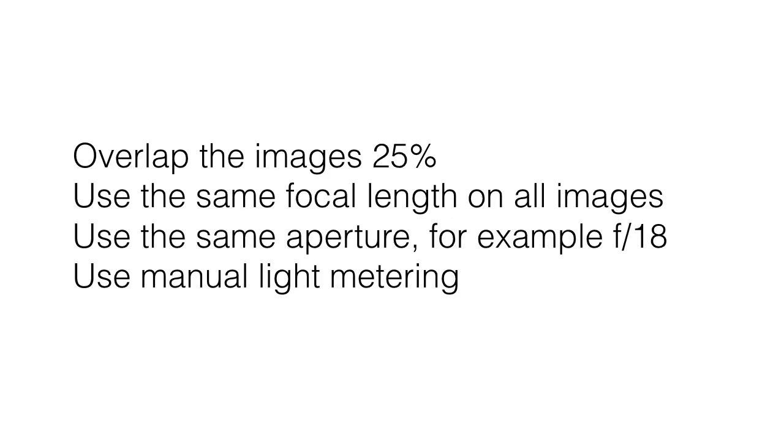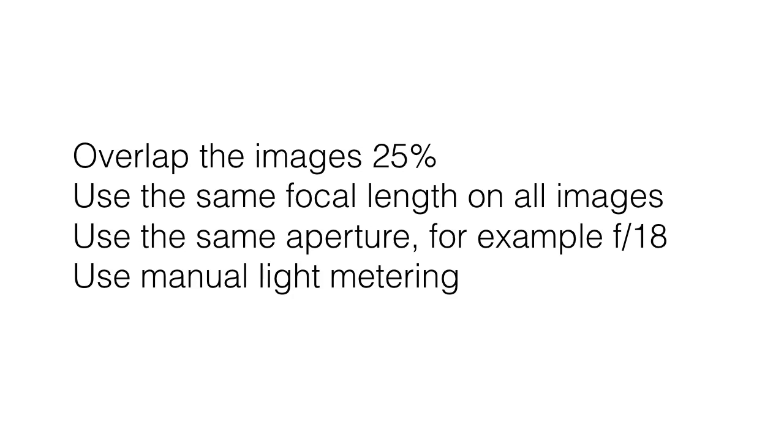Out in the field you have to take several images of a landscape and overlap them about 25%. You can either shoot vertical or horizontal, and you have to use the same focal length and the same aperture on all images. Also use manual light metering so each of the images will have the same tones. In Adobe Lightroom you can then merge them together, and out of that you get a DNG file which you can edit and adjust just like a RAW file.